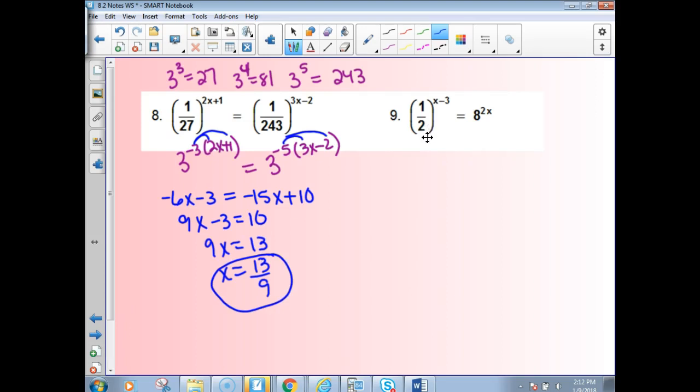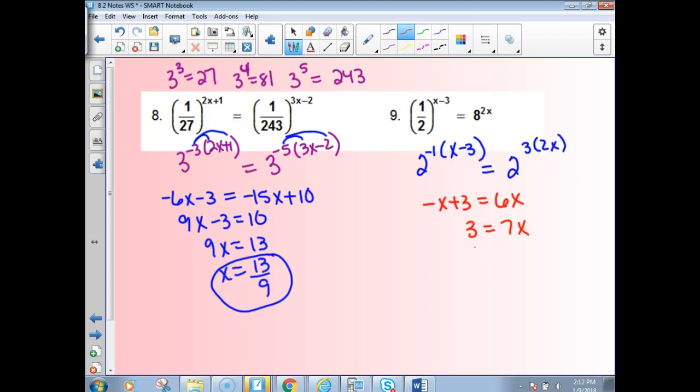The next one, number 9, base is going to be 2. 1/2 is 2 to the negative 1. 8 is 2 to the third. So then distribute. And add x to both sides and divide by 7. Not 3. It's 3/7.